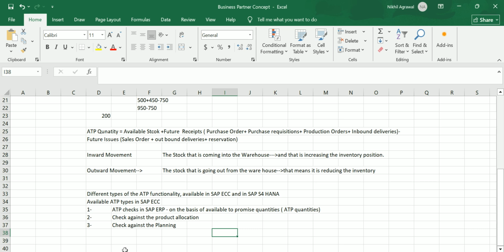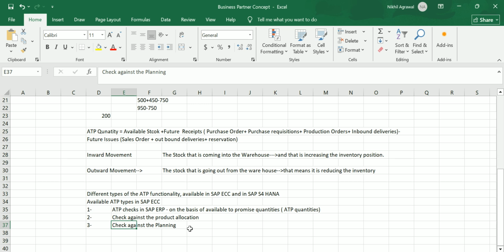Third is check against the planning. Remember, the third functionality is not a very commonly used functionality. Most of the companies are not using the third functionality, that is check against the planning. In case of the check against the planning, this check is performed against the independent requirements which are usually created for an anonymous market. This is not customer specific.